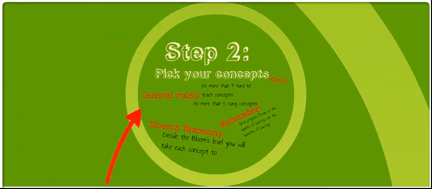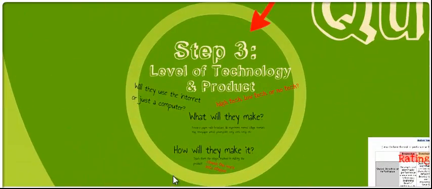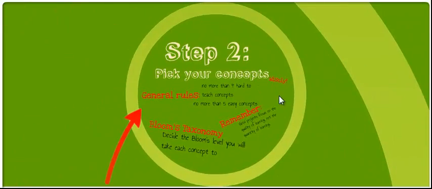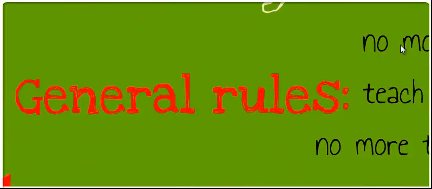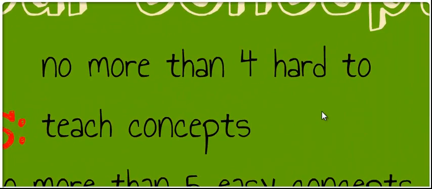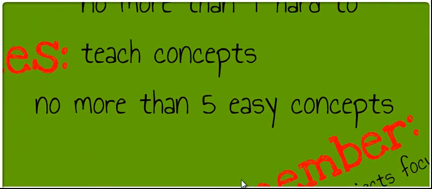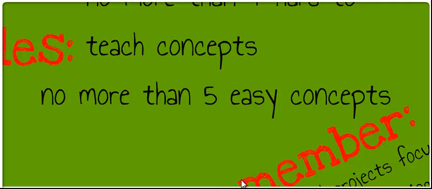Step two in this process, pick your concepts. Make sure you pick those concepts wisely, thinking about a few general rules. Make sure that you have no more than 4 hard-to-teach concepts. And then, of course, no more than 5 easy concepts. So a total of 9 concepts is a pretty good guideline.